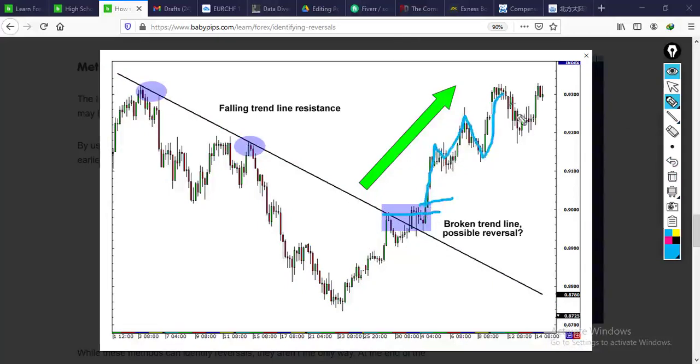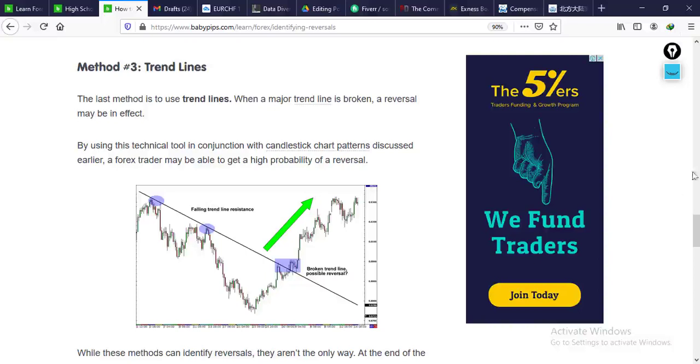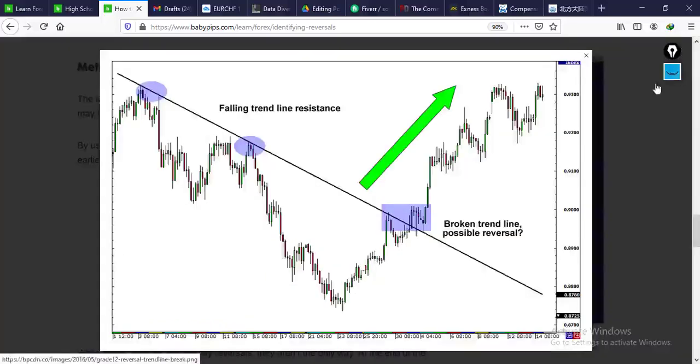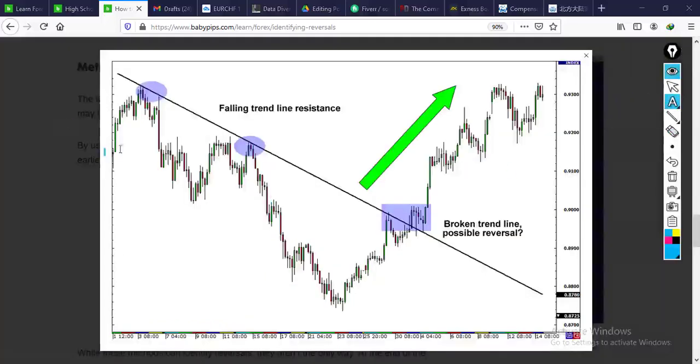And so what do we see? Price went back up to the reverse side. So that's how to use trend lines to determine trend reversal or retracement. So these are the retracements. Again, let's just do this one more time.